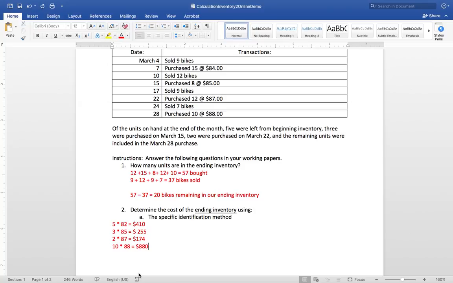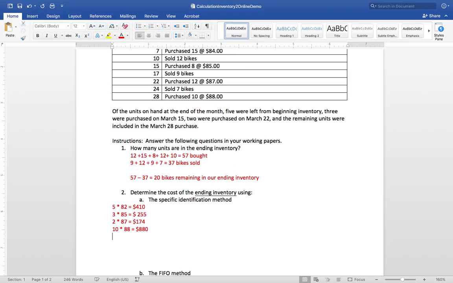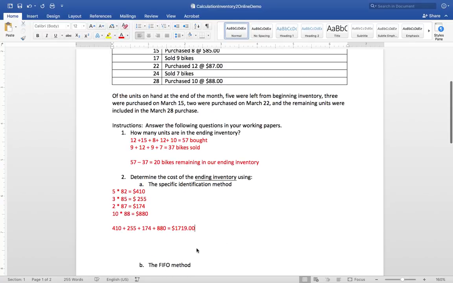$880. All right, so now we take this and we add it up. When you add it all up, the 410 plus the 255 plus the 174 plus the 880, you get $1,719. That is what our inventory cost us according to the specific identification method.